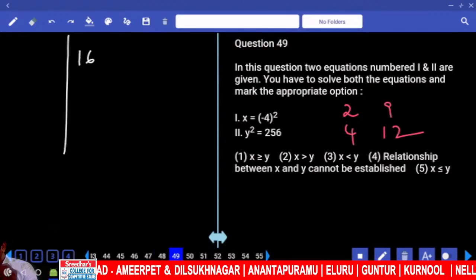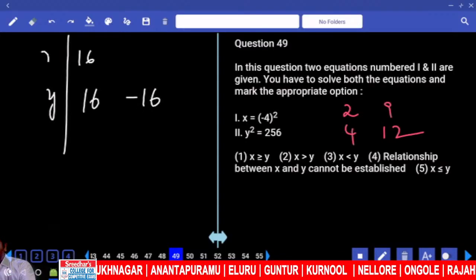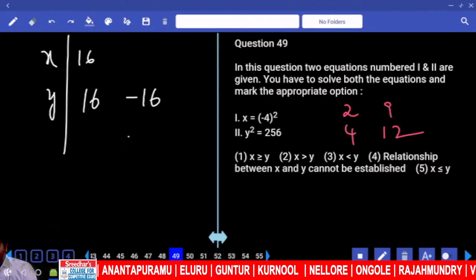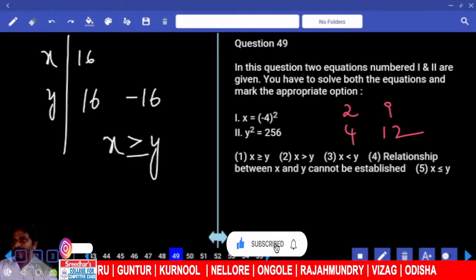X is 16, a positive number. Y is plus 16 or minus 16. Greater than or equal condition. X is greater than or equal to Y.